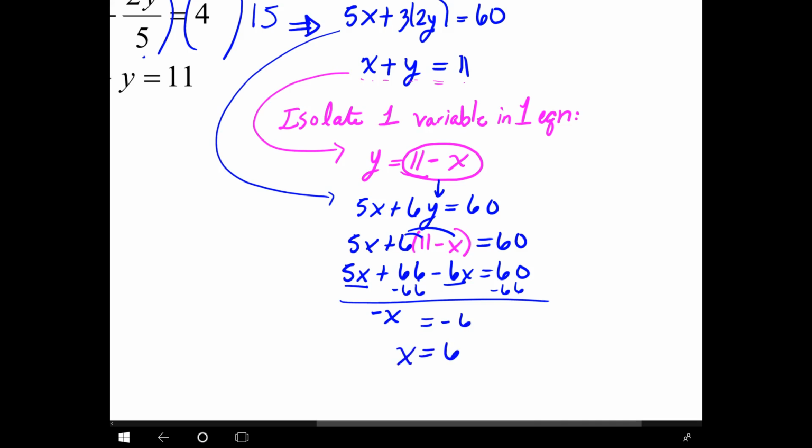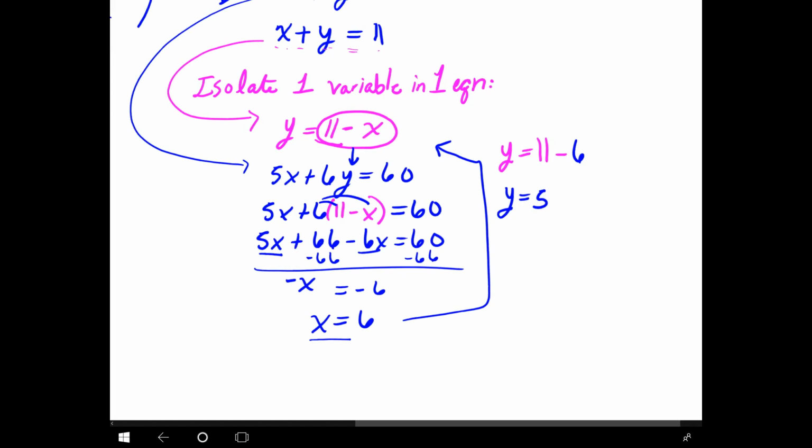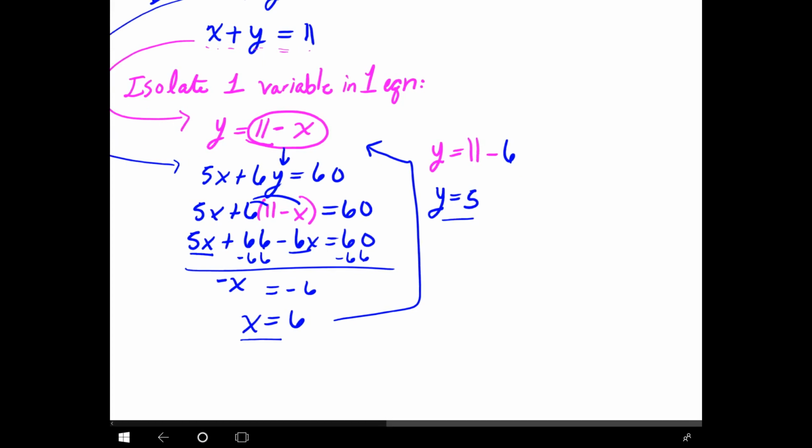And once I have one variable, I can go ahead and plug it back in to solve for the other. So I have y is equal to 11 minus that value of 6. So obviously y is equal to 5. And now what's important to recognize is since we have two solutions, we have to actually think about this on a plane, the xy coordinate plane. Our solution is a point, (6, 5). When x is 6, y is 5, so I can box that.